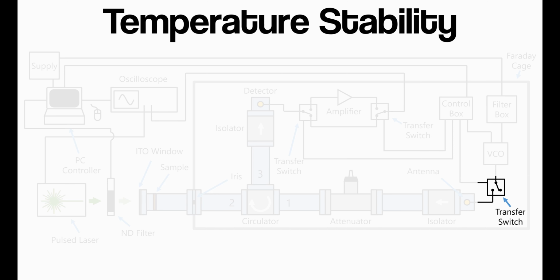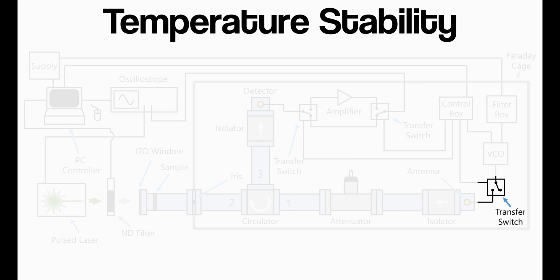So for this reason, we instead have a transfer switch in our system. This is basically just a toggle switch, which is controlled by the computer. The majority of the time, the default is for the VCO to output a microwave frequency, which goes into the antenna and produces the microwaves.